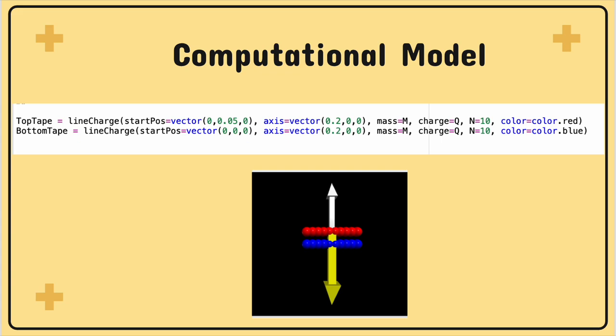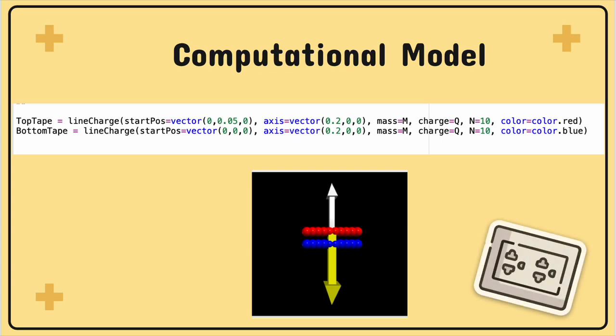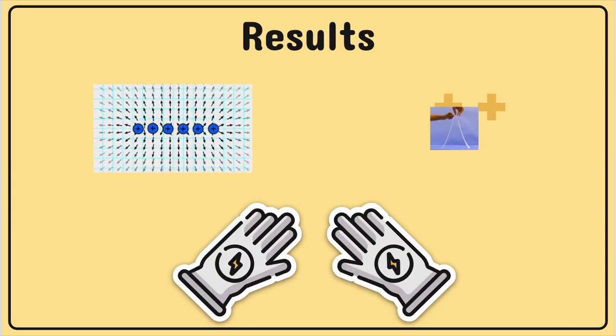To model the tapes, I used a computational model in GlowScript. The tapes were represented as lines of charge with the charge evenly distributed along their length. The code calculates the electric field at each point on the top tape due to the bottom tape and sums up the forces to determine the net electric force.